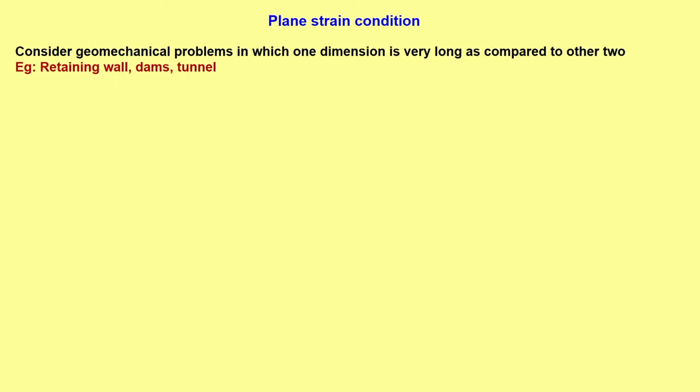So, first let us discuss what the plane strain condition is and how you can idealize a 3D problem to 2D by conceiving a geomechanical problem as plane strain. So, what is meant by plane strain? You can consider geomechanical problems in which one dimension is very long as compared to the other two. For example, retaining walls, dams and tunnels.